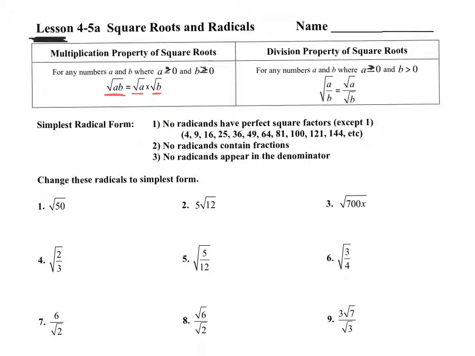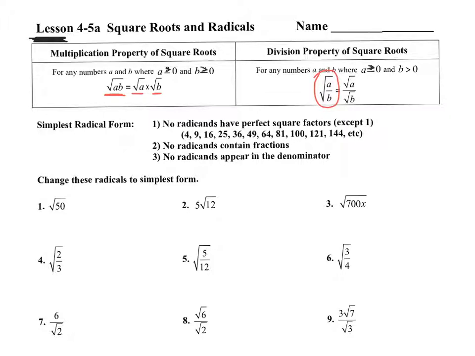Same thing goes for division. If there is division under a radical, so a divided by b, and we're taking the square root of that whole thing, that's the same as saying the square root of a divided by the square root of b. So we're just kind of rearranging where the radicals lie, but they are equal, okay?